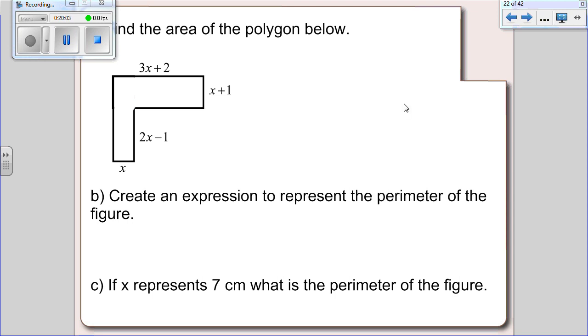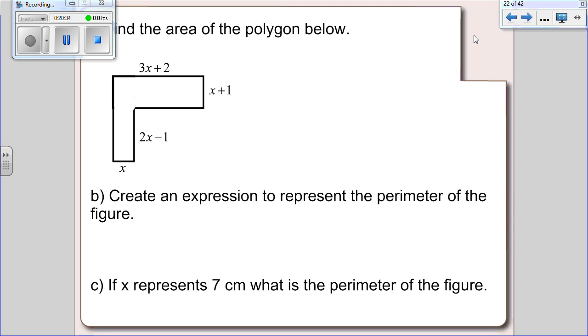But if it's not a shape that we know, like there's no special name for it, like I wouldn't call this a cylinder. I don't have a special name for an L shape. They just call it a polygon. The first question is, find the area of the polygon. Well, I don't have a formula to figure out area of an L-shaped thing. All I know is how to find area of squares and rectangles, right? Length times width.